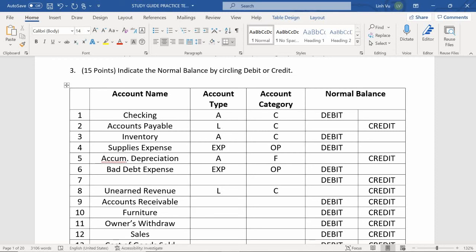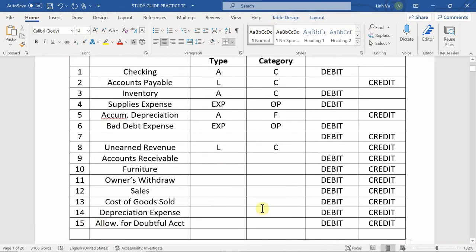Okay. What about accounts receivable? Asset. What kind of asset? Fixed asset. No, actually, it's a current asset. Sorry. Yes, it's a current asset. And what kind of normal balance? Debit. Good. Now, what about furniture? Furniture is a fixed asset. Good. What kind of normal balance would a fixed asset have? Debit. It would have a debit, good. That's right.